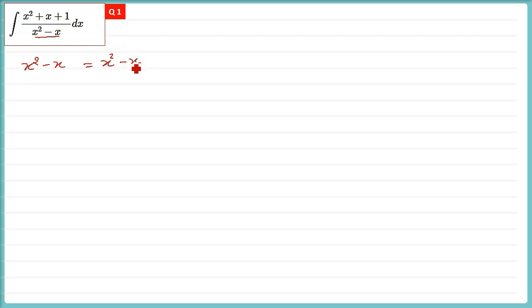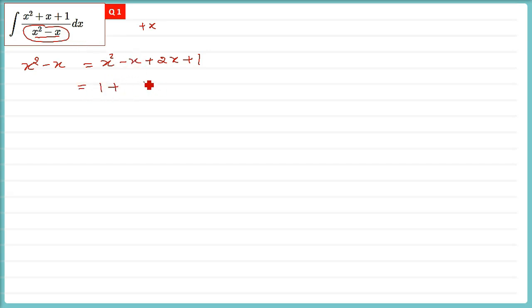Since you have negative x here and you need a positive x, for that you have to add a 2x here. So 2x minus x will be x only. Now plus 1 is already there. So why have we written this? Because we have got this x square minus x in the numerator.